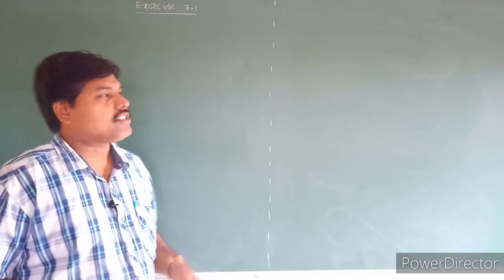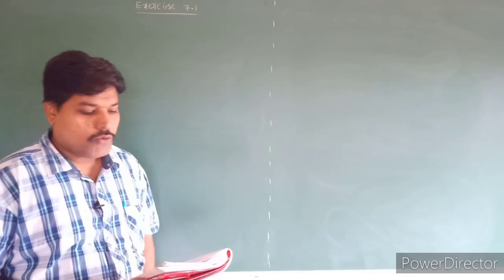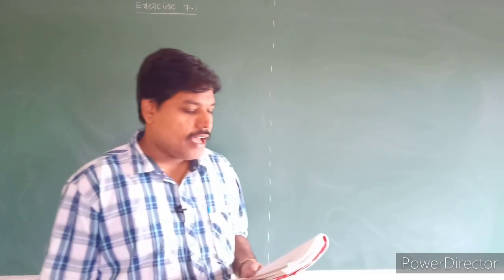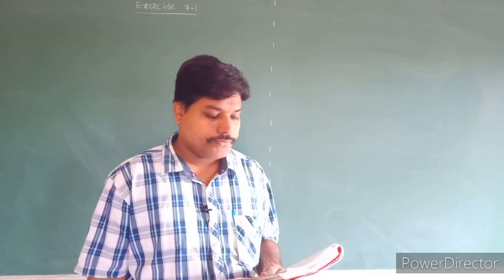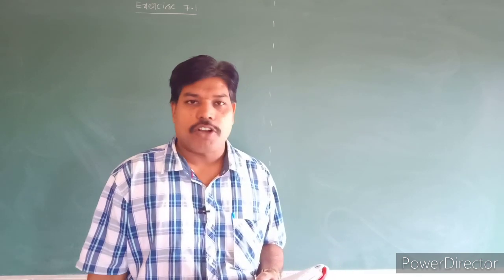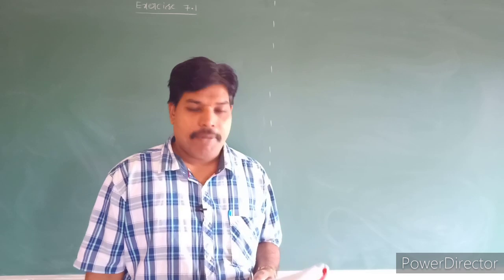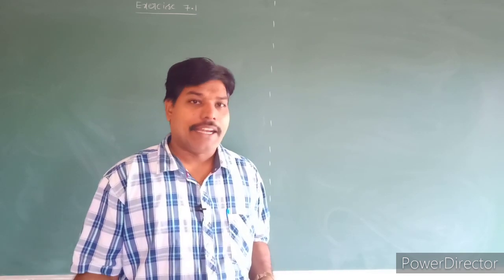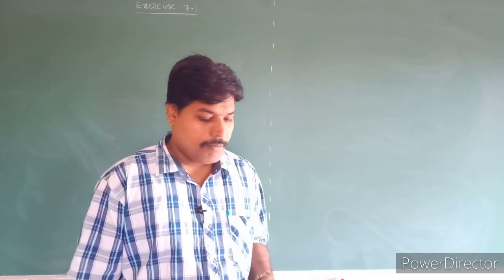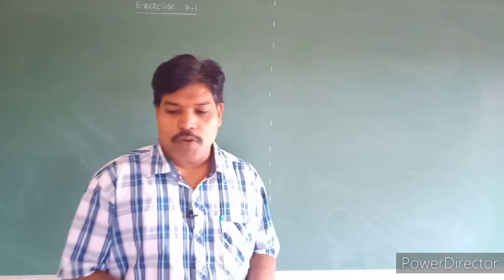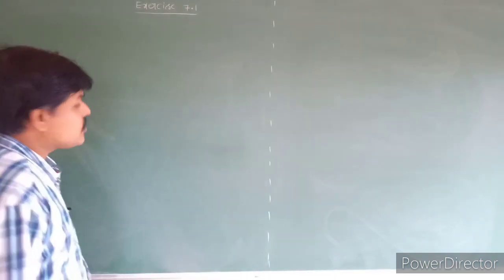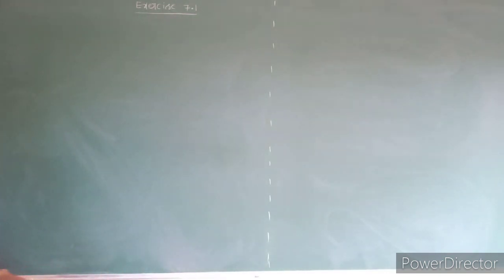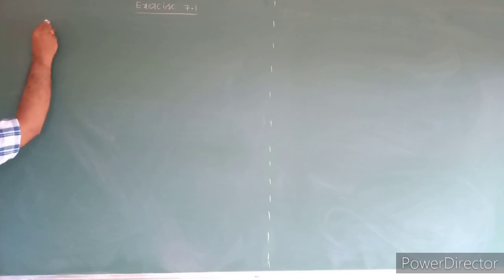See students, see the exercise 7.1. So what is that exercise? Find the antiderivative or integral of the following functions by the method of inspection. So they are asking you to calculate the integral of the functions by using the method of inspection. Okay. So see the question number 1.